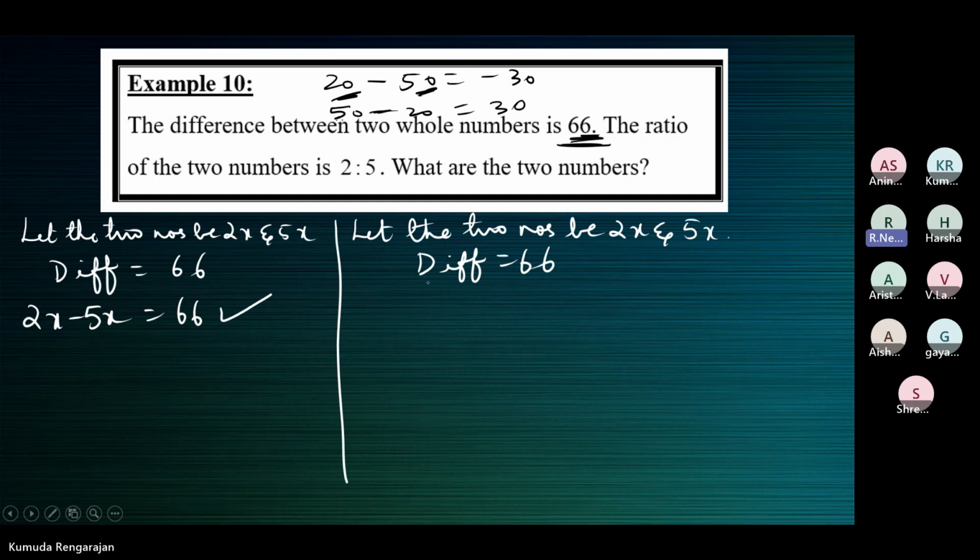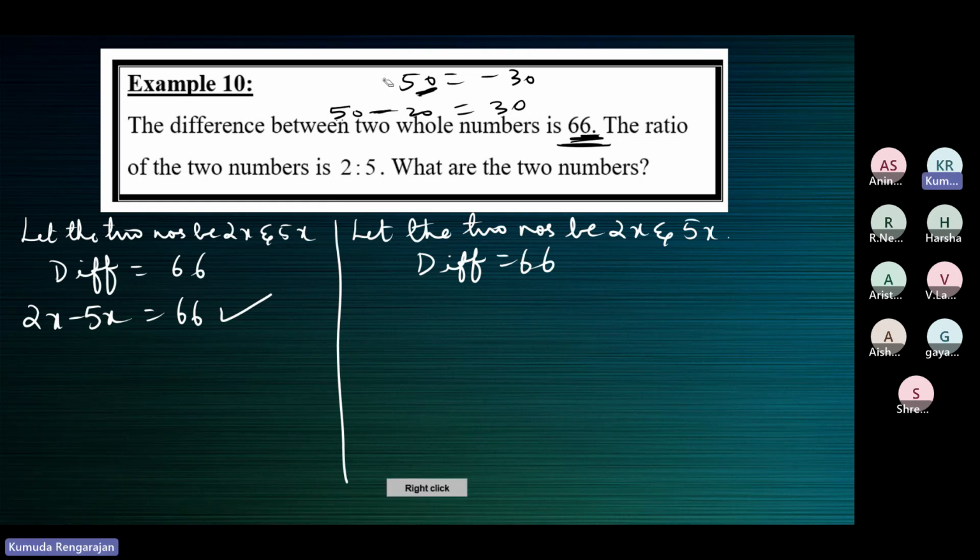Okay, ma'am. We should follow the conditions of the questions to follow the answer. Yeah, because the difference is positive. It's plus 66. When will you get a positive difference? Only when you write greater number minus smaller number. If you write smaller number minus greater number, the difference is always negative, when the numbers are whole numbers.